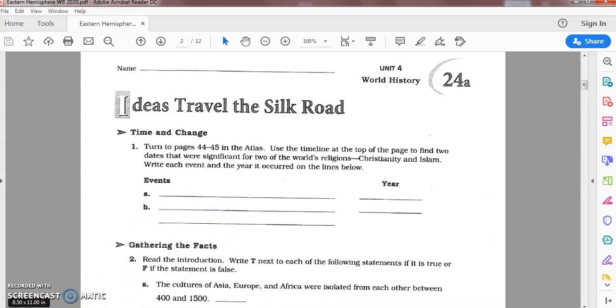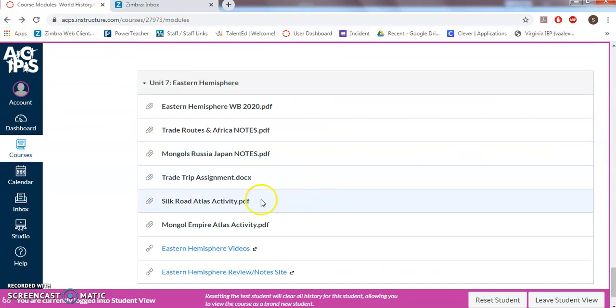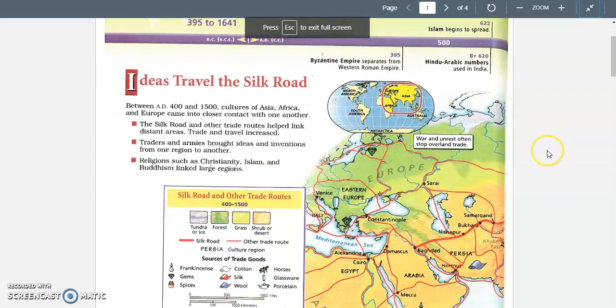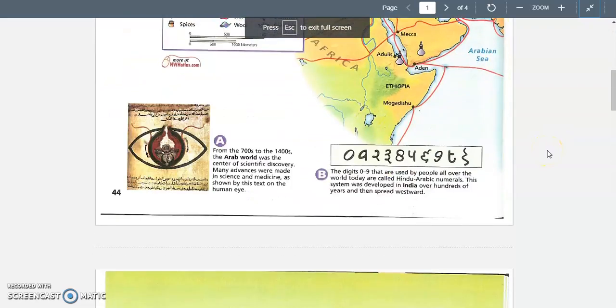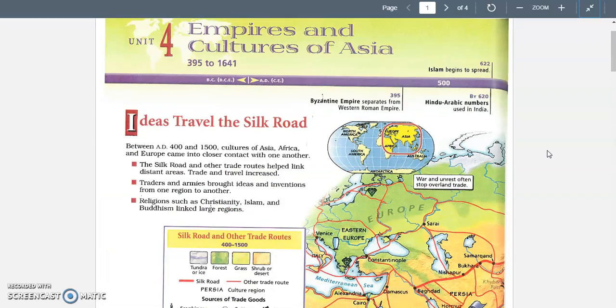So to get the atlas pages, if you go to Canvas and you go back to modules and you click on Silk Road Atlas activity, you'll see that I scanned the atlas pages. So the pages you need for that activity are right here. So just like we've done before, the first few questions go with this part up here.